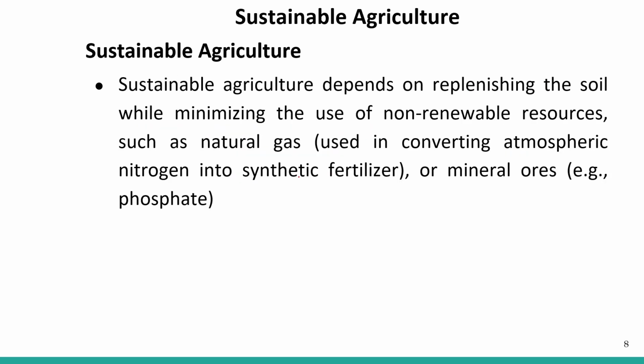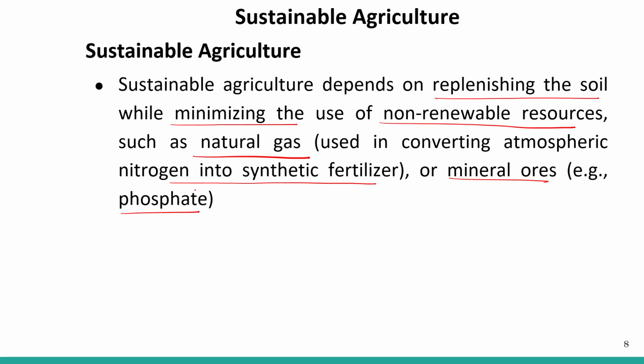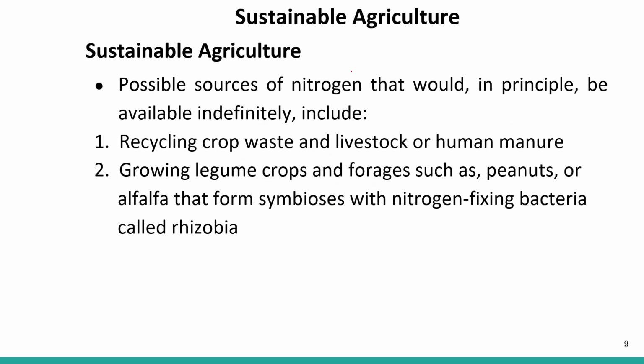Okay, so sustainable agriculture depends on replenishing the soil while minimizing the use of non-renewable resources, such as natural gas used in converting atmospheric nitrogen into synthetic fertilizer, or the mineral ore, that is phosphate. So we are not going to use these synthetic fertilizers and phosphate, meaning chemical fertilizers, in sustainable agriculture. But we require nitrogen, potassium, and phosphorus in the field, right? So what can we do?